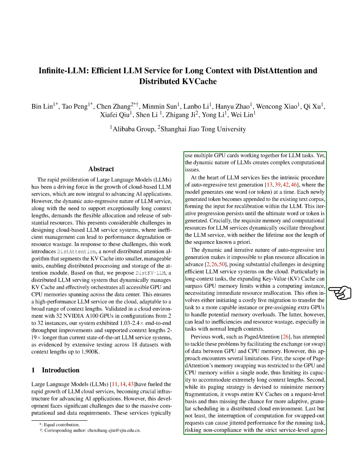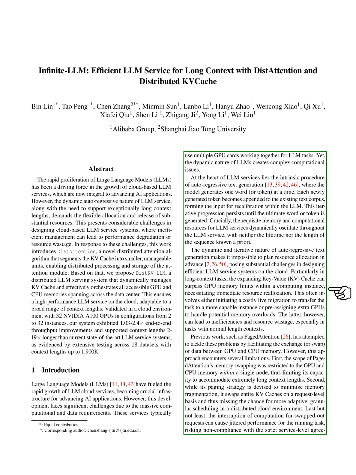Previous work, like DistAttention, has tried to solve these problems by allowing data to be swapped between GPU and CPU memory. But this approach has its limitations. For one, DistAttention's memory swapping is limited to the GPU and CPU memory within a single node, which restricts its ability to handle very long context lengths.